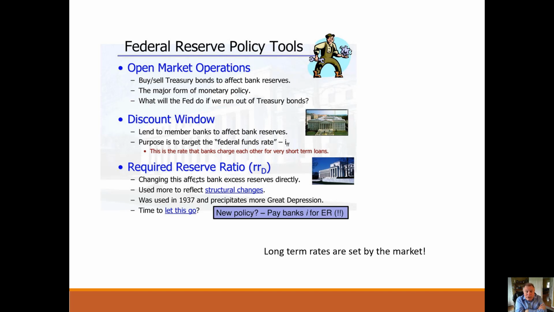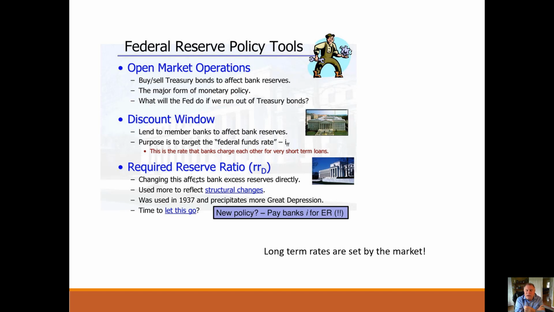Open market operations means they can buy and sell treasury bonds to affect bank reserves. How much does the bank have to keep in reserve? The major form of monetary policy is open market operations. The discount window is where they can lend to a member bank to affect bank reserves, because banks have to keep a certain percentage of their deposits with the Fed. So they target a Fed funds rate.